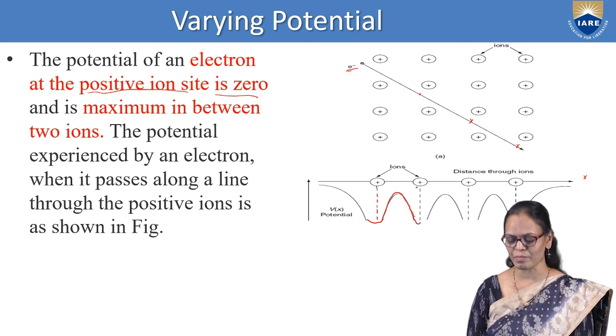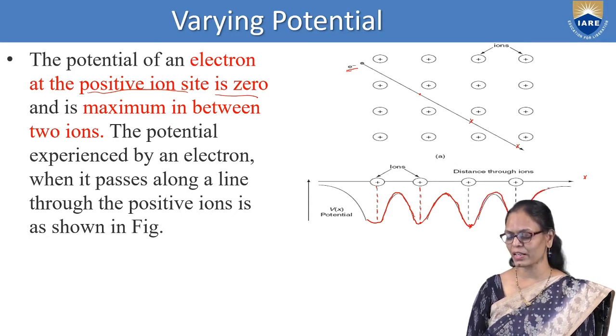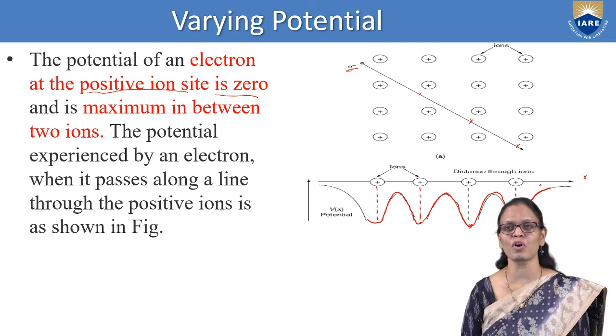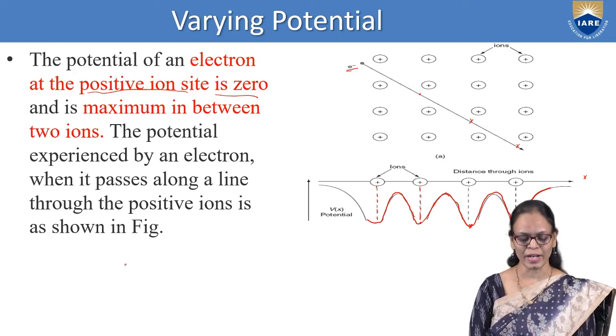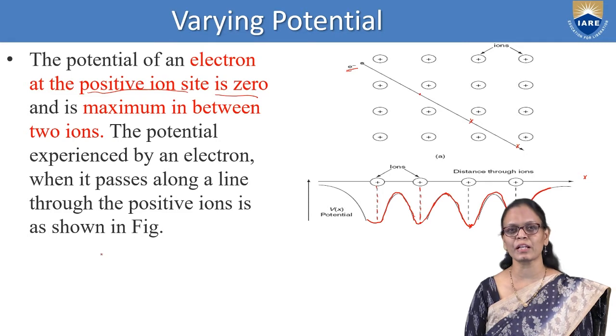And again, when it comes to this ion site, it becomes minimum, and then it becomes maximum. This is in between two positive sites. So this is what we are trying to understand. So we are doing away with the concept of constant potential and now talking about varying potential.